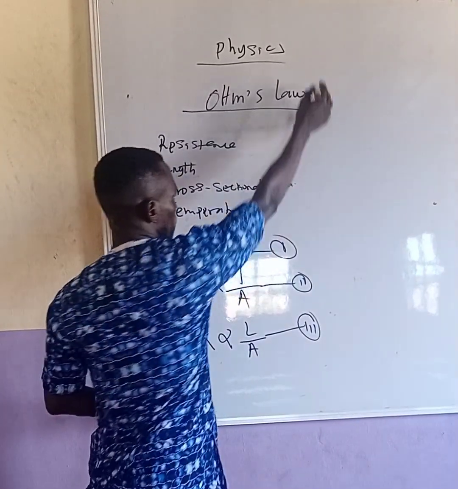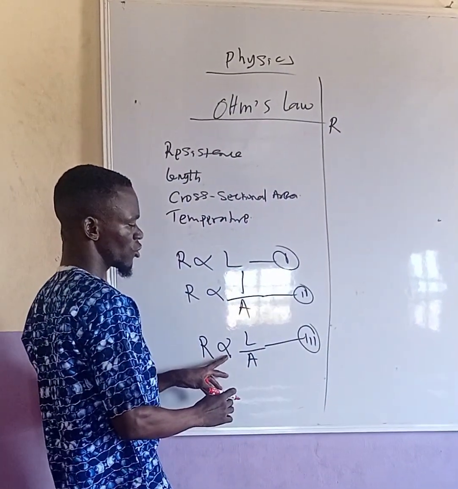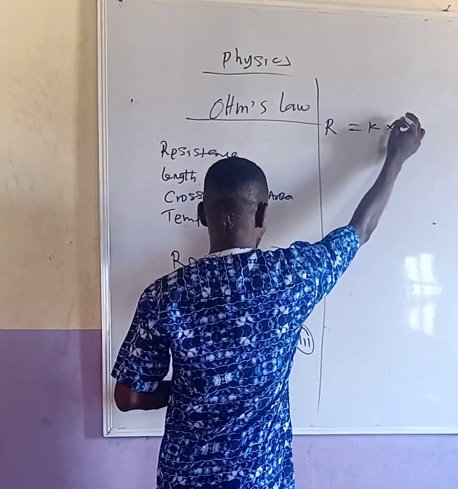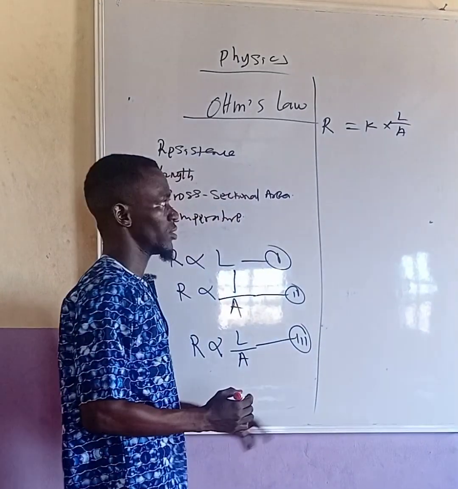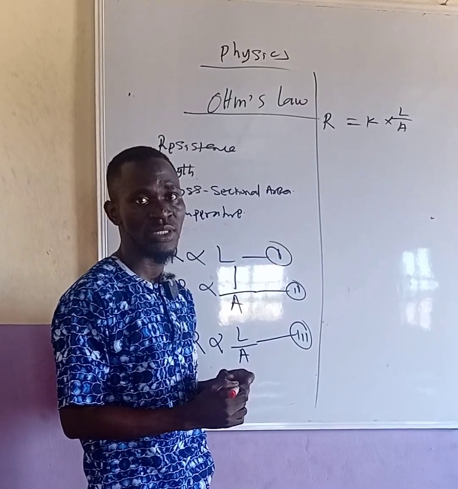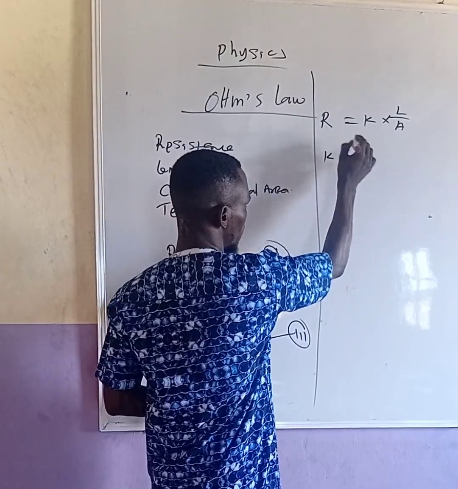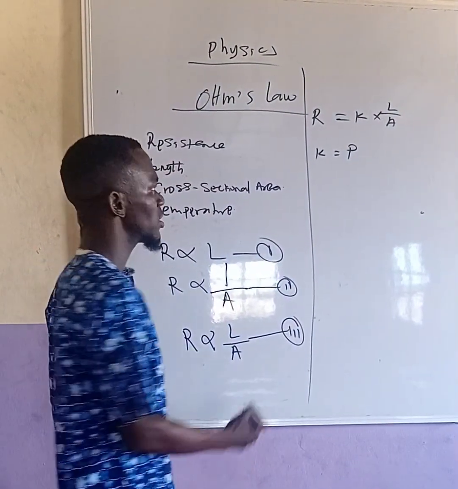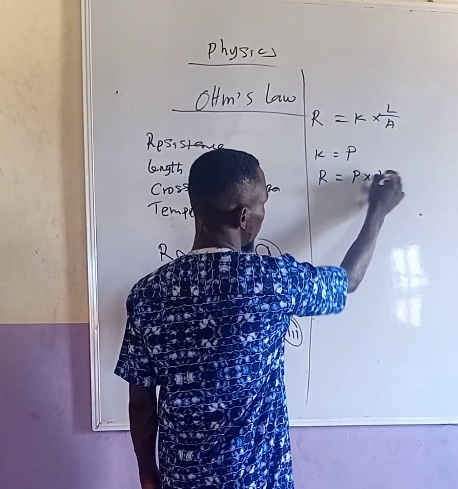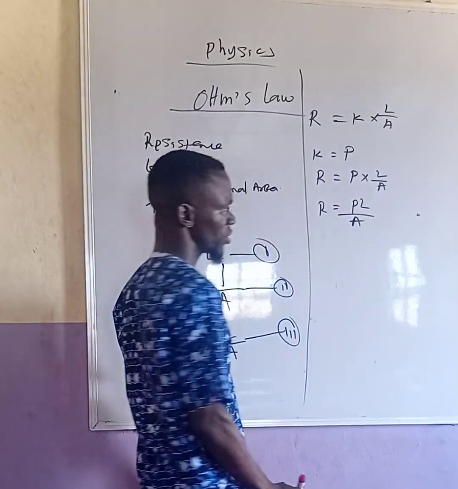Now in this case, we're going to be expressing what this variation is. Let's go to the other side of the board. That will give us resistance varies as, equals K times L over A. But this K is going to be our constant, and in resistance, the constant is represented with what we call resistivity. That means that we take K equals rho. So resistance equals resistivity times L over A. So your resistance equals rho L over the cross-sectional area.